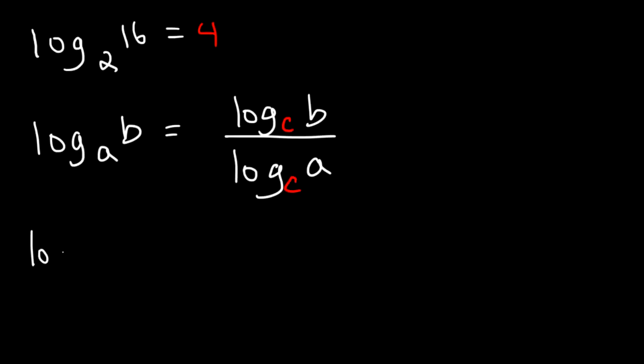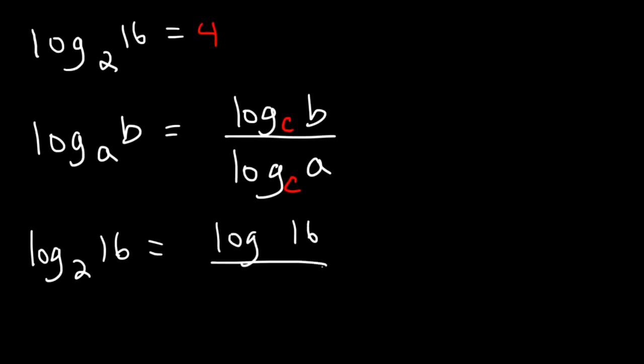So log base 2 of 16, you can type it in your calculator as log 16 divided by log 2. Now when you type it in your calculator like this, it's automatically going to make it base 10. So regardless of whatever the new base is, you'll still get the right answer. So go ahead and type that in, log 16 divided by log 2, and you'll see that it's equal to 4.